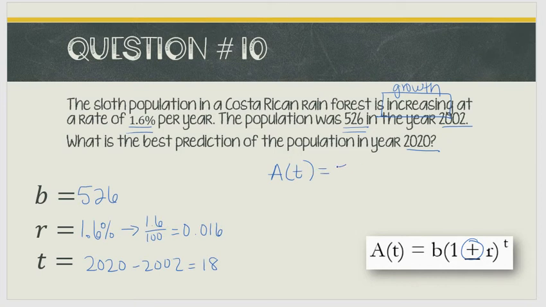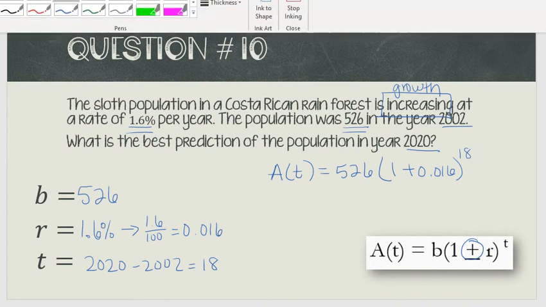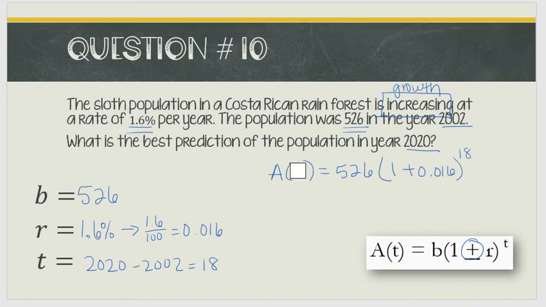So my B value, that's that 526. I have 1 plus my rate, that's that 0.016, and then all raised to the t, that's going to be to the 18th. Technically here, I should have put in my value of t into my function if I'm using proper notation, because we are already evaluating when t is 18, and then I can just type it in like I see it.